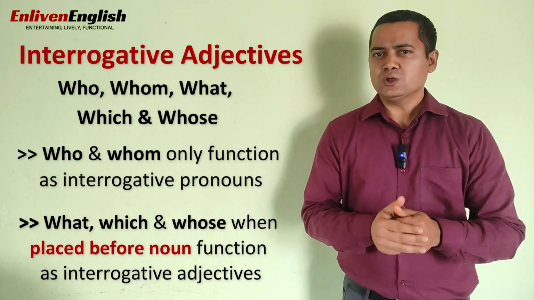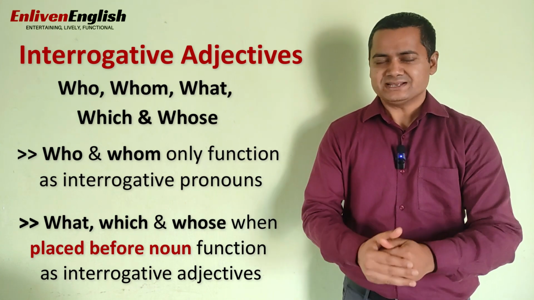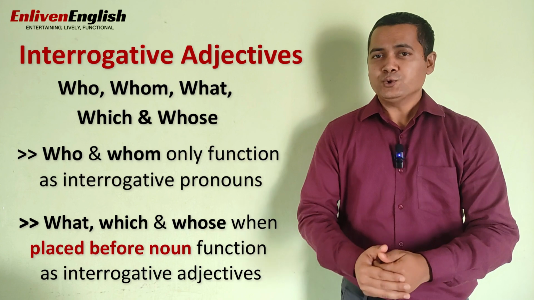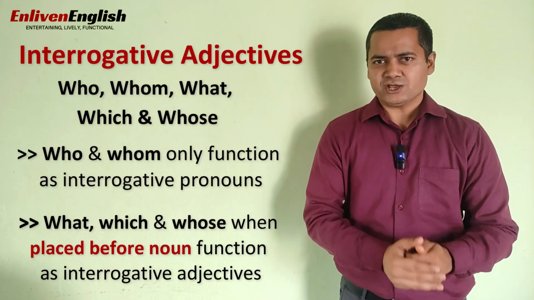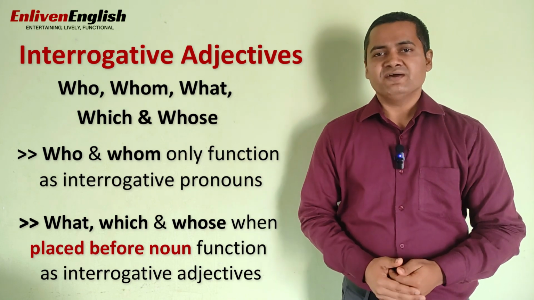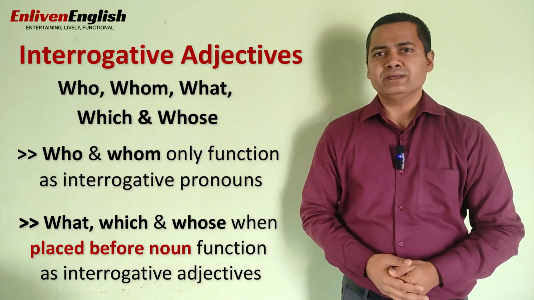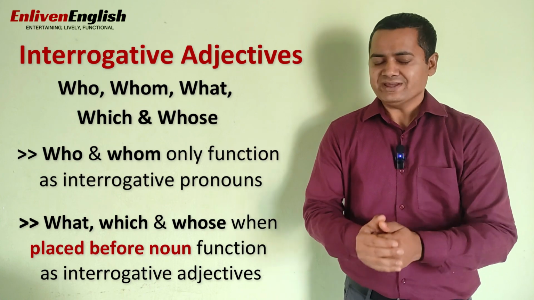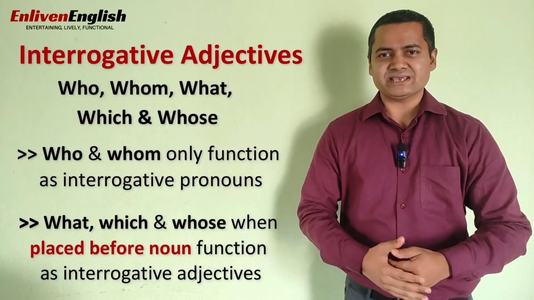Interrogative pronouns can also function as interrogative adjectives, while who and whom only function as interrogative pronouns. Which, what, and whose, when placed before a noun, can function as interrogative adjectives. Let's see some examples.